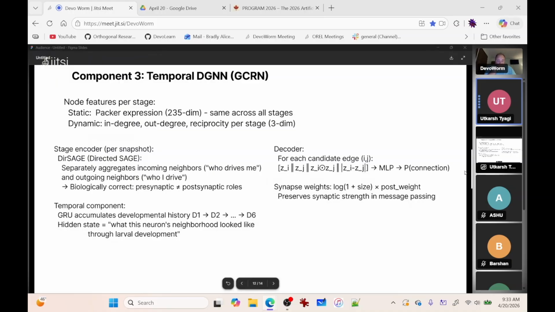The decoder concatenates four things for each candidate edge: the embedding of the source, the embedding of the target, their element-wise product, which captures the interaction, and their absolute difference, which captures the asymmetry. This goes through a two-layer MLP to produce a connection probability. One thing to note is that I use synapse weights from Witvliet during message passing, as log of size times post weights, rather than treating all edges as binary. This means a stronger synapse between two neurons influences their embeddings more during training.